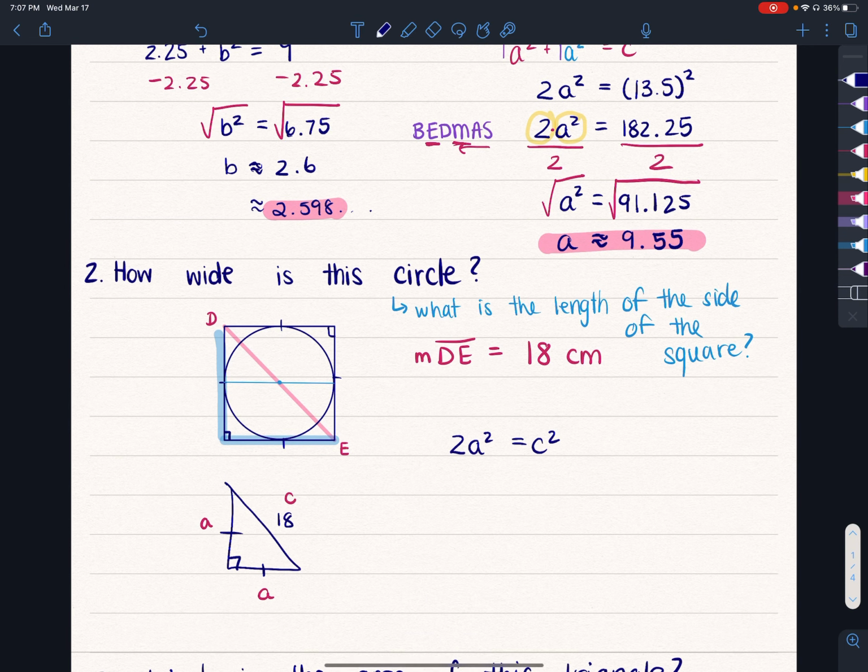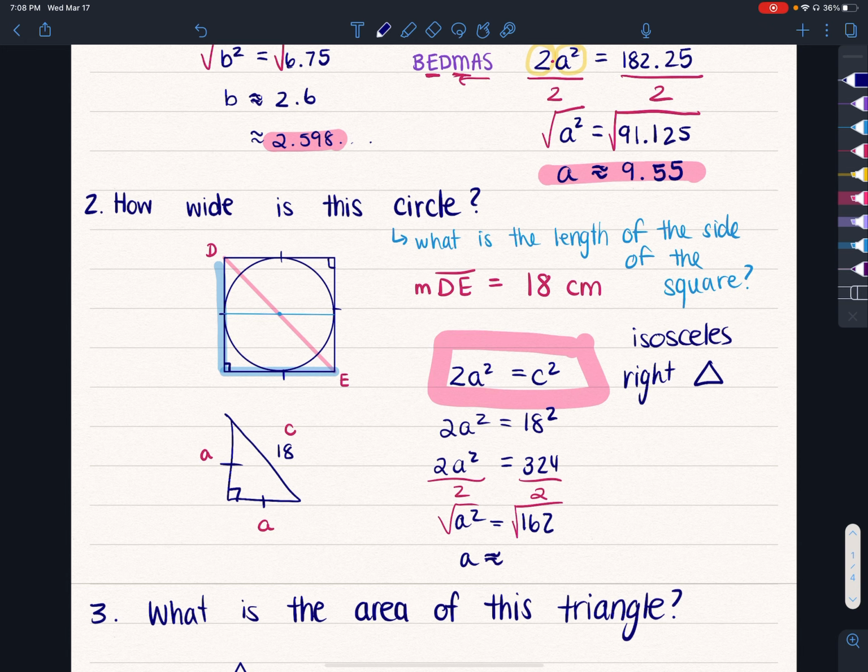So again, we're using our BEDMAS backwards. We're dividing by 2. We get a squared equals 162. And again, we will have to square root. And a equals just about 12.73.